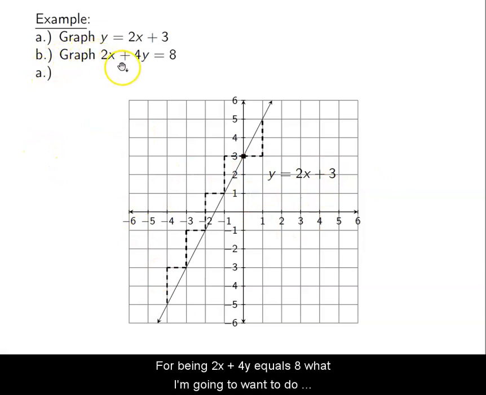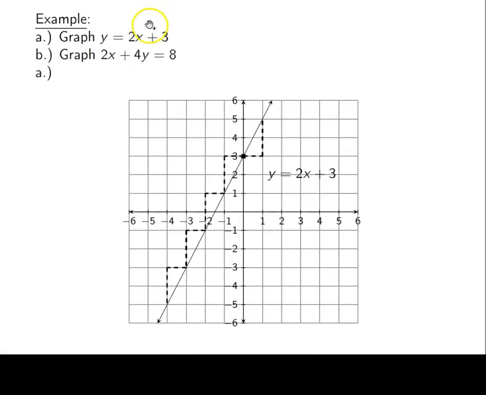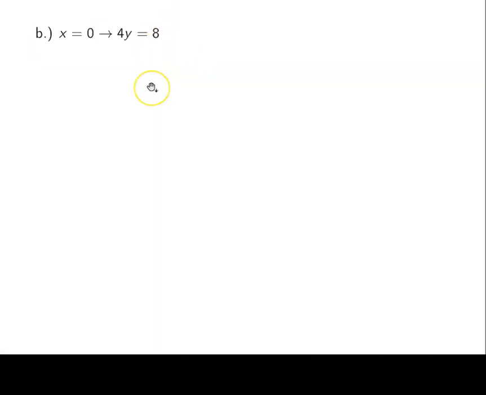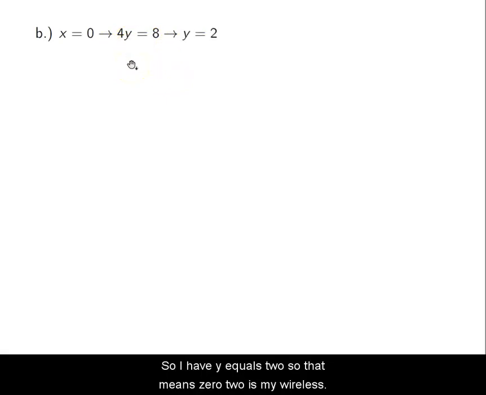For B, 2x plus 4y equals 8, what I'm going to want to do is find the x and y intercepts and then graph it that way. So my y-intercept is when x equals 0. If x is 0, this term goes away, and I'm left with 4y equals 8. Solving for y is very easy. Divide both sides by 4, right? I'm undoing PEMDAS in the opposite order to isolate my variable. So I have y equals 2. That means (0, 2) is my y-intercept.